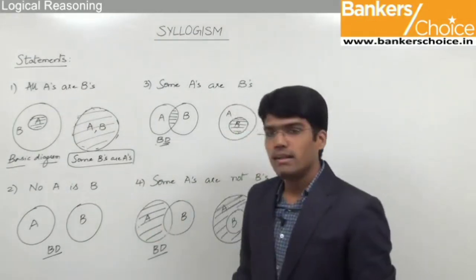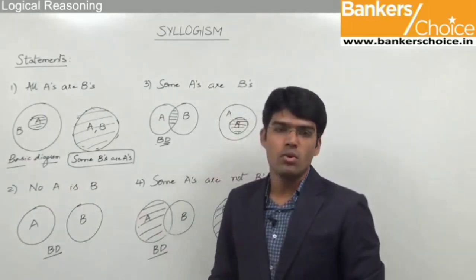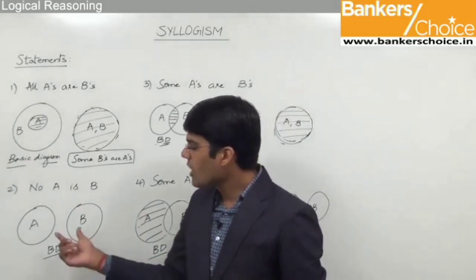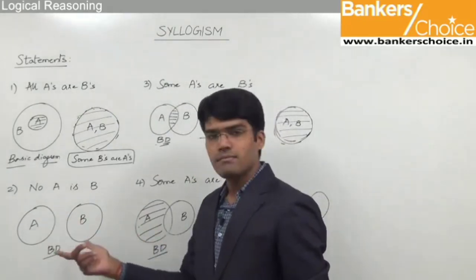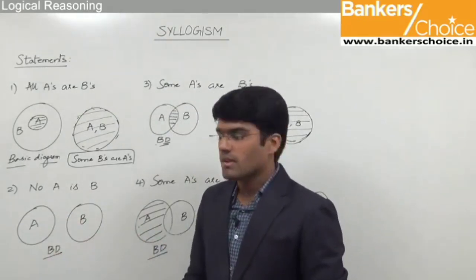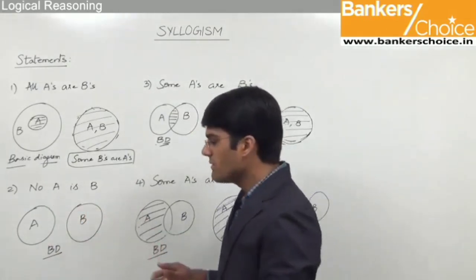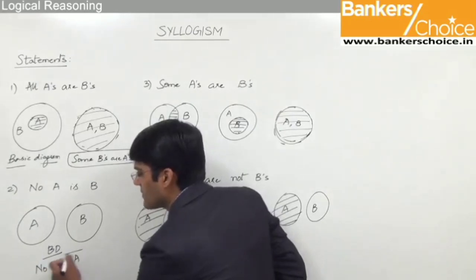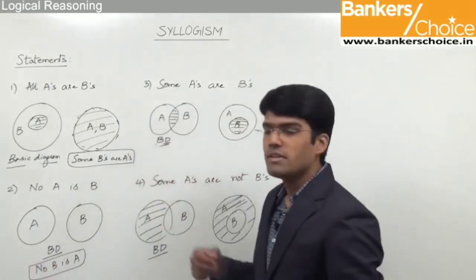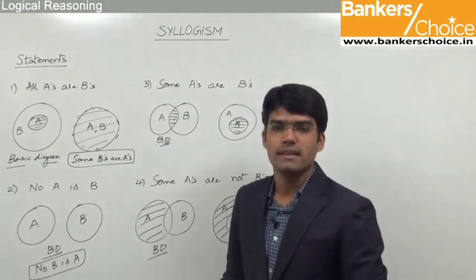Let us now understand what can be the conclusion for the statement no A is B. Here, we have got only one diagram. And the conclusion which satisfies this diagram can be taken as true. And we can understand that when no A is B, the conclusion will be very simple. That is, no B is A. So this is the conclusion for the statement 2. When we say no A is B, the direct conclusion is no B is A.